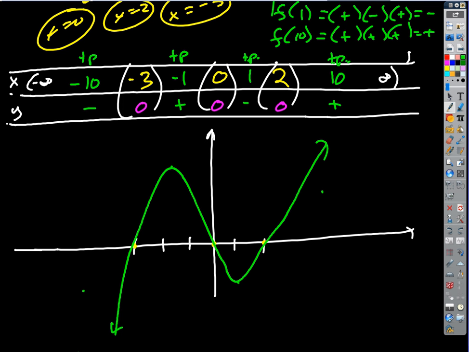We call these places turning points. Peaks and valleys are called turning points for us for now. Later on, we'll call them extrema. If I have 3 x-intercepts, what's the maximum number of turning points that I could ever have? What do you think? Say it again. 2. How come?